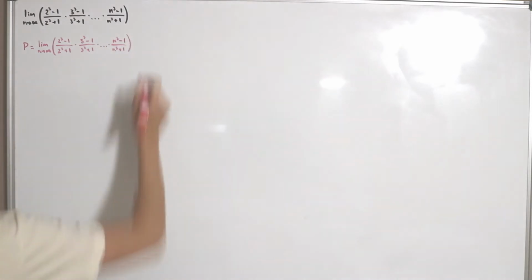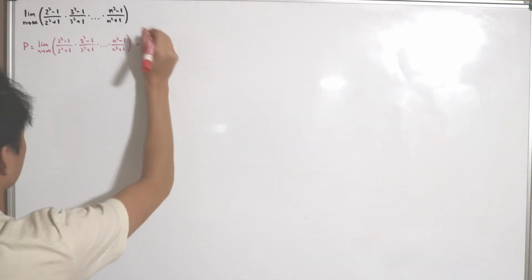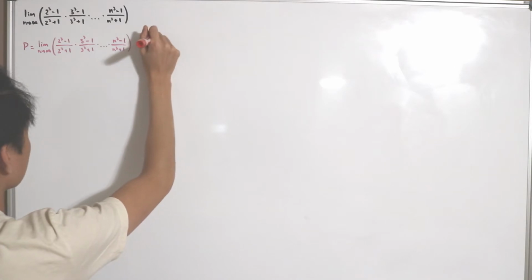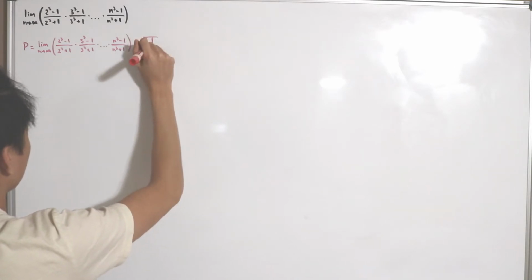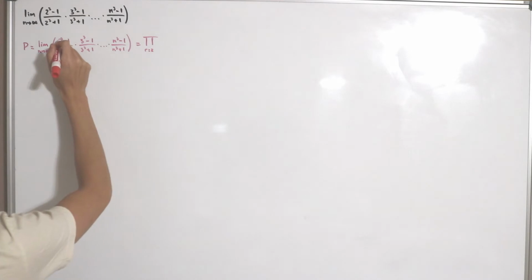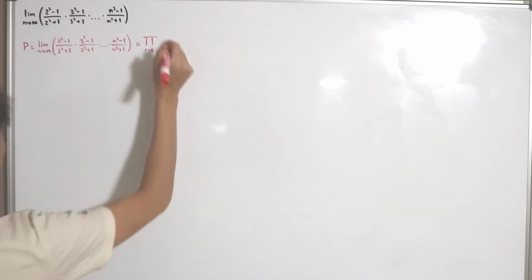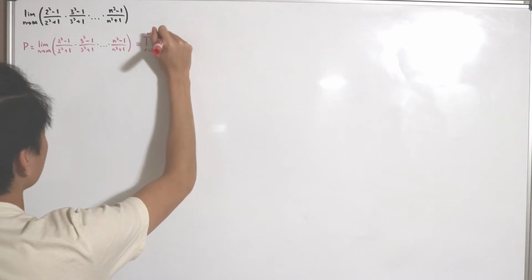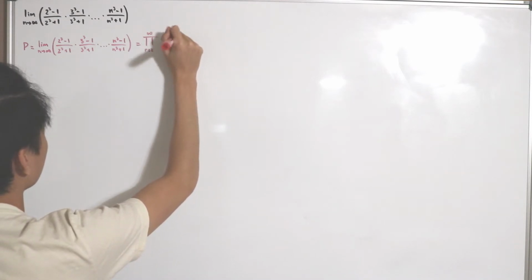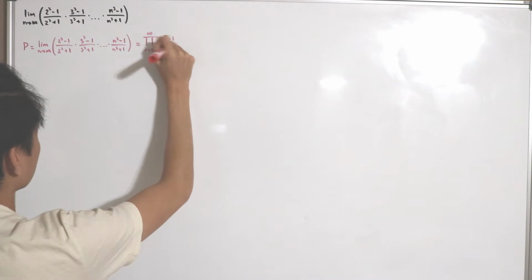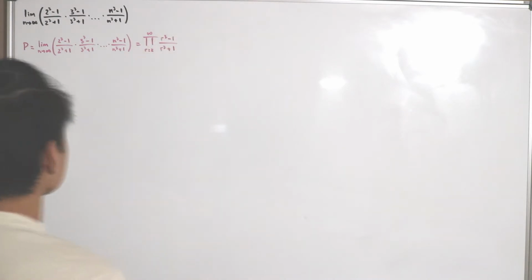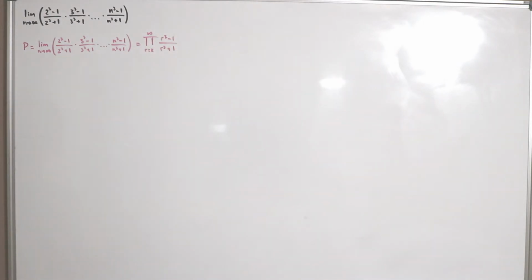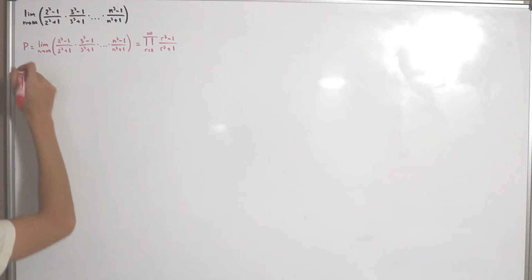Just like I said, this is actually a product series. Our index can start at r equals 2, the starting point, and go all the way up to infinity of (r cubed minus 1) divided by (r cubed plus 1). Now, let's take the natural log of both sides.